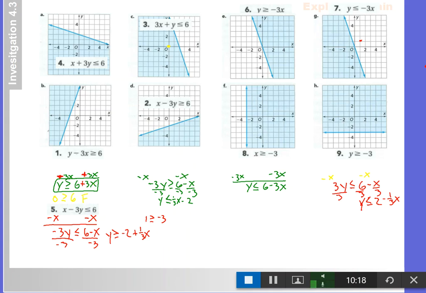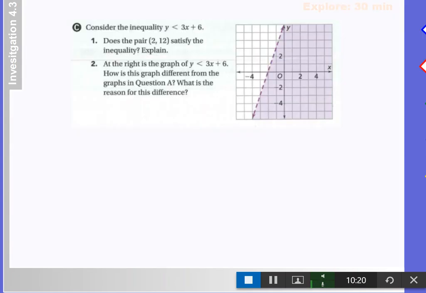All right, so then moving on to my last question. Okay, consider the inequality y is less than 3x plus 6. Well, what is the big difference here? The big difference is we have a dashed line. This is an open line, which means that y cannot equal 3x plus 6.